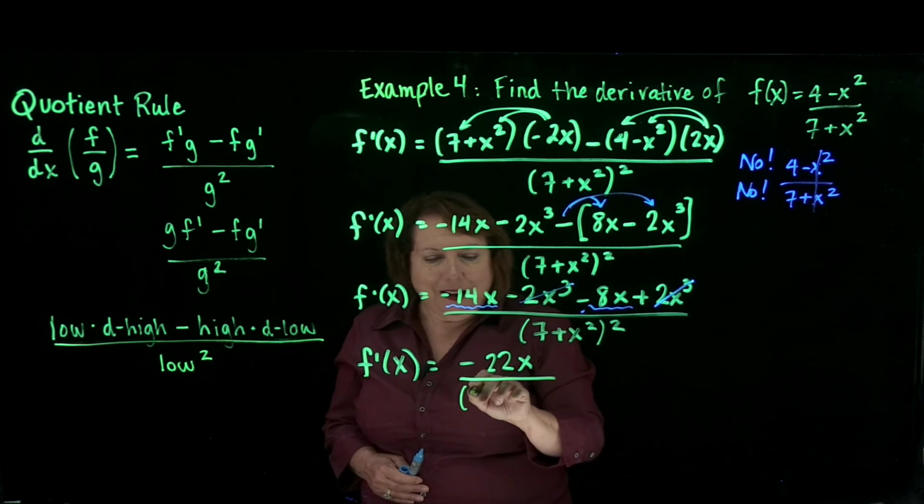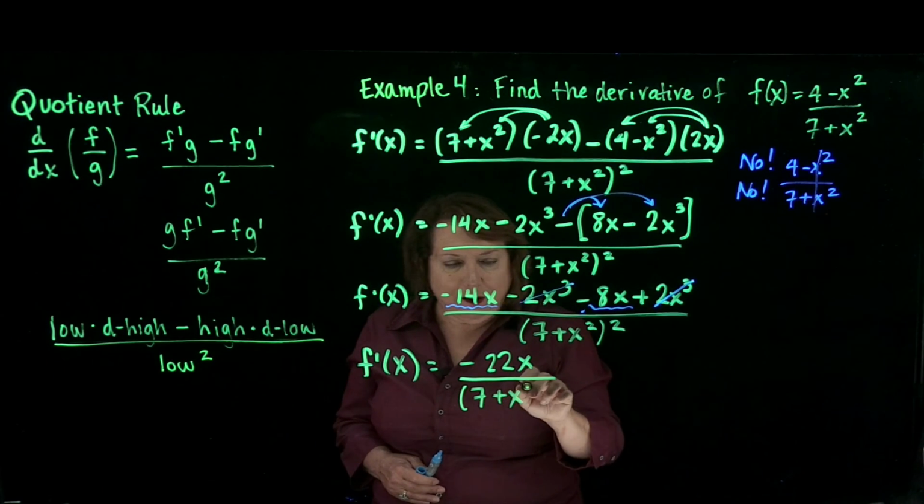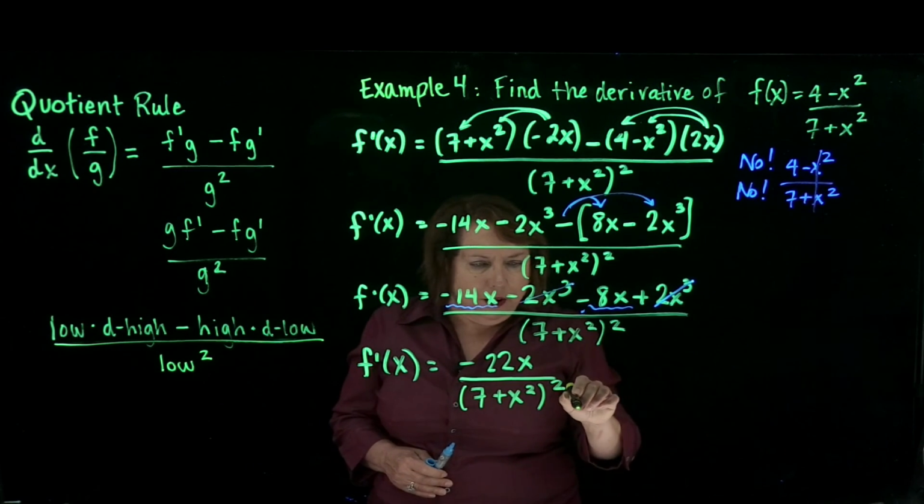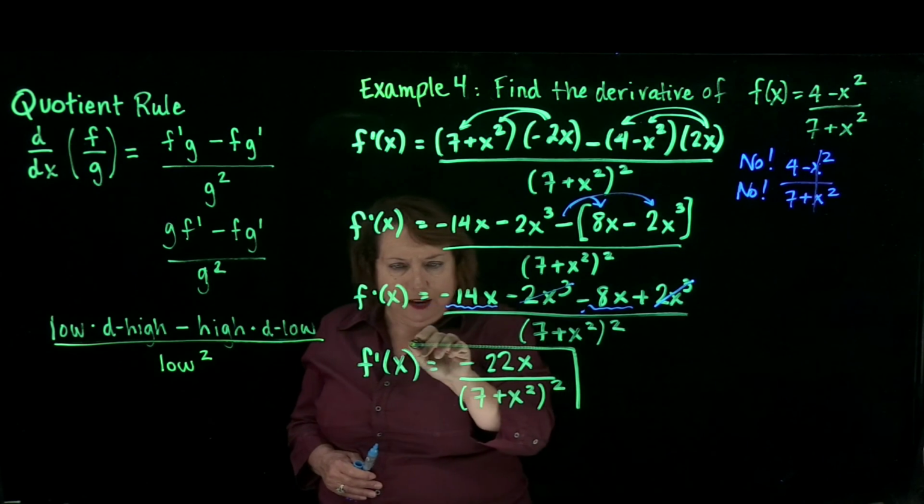And then divided by 7 plus x squared, quantity squared. And that's our final answer. It can't be simplified any further.